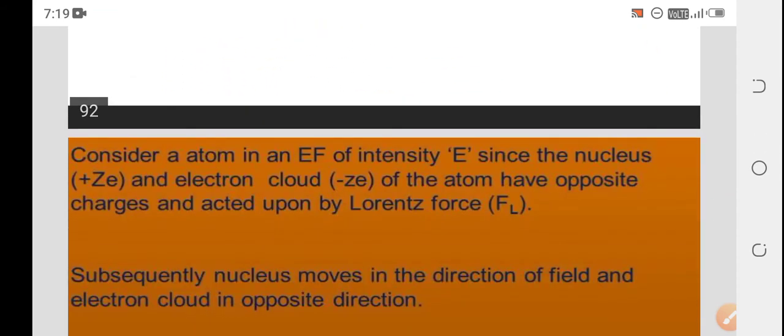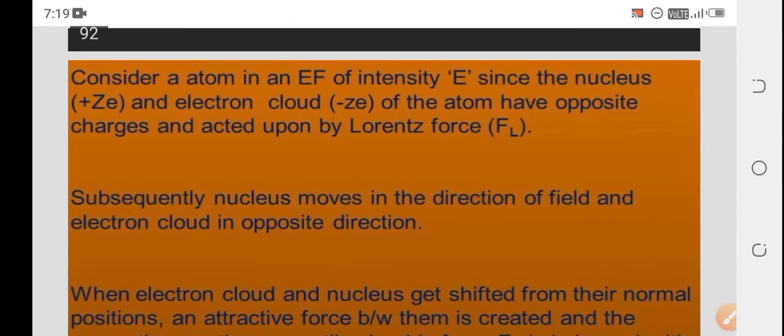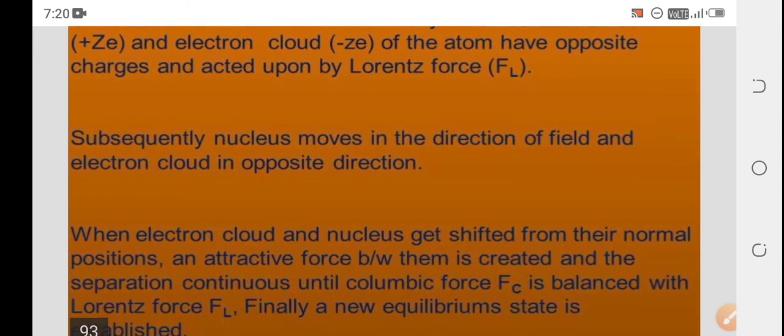What is the equation for this? Consider an atom in an electric field of intensity E. The nucleus is positive, which I am taking as +Ze, and the negative electron cloud is -Ze. The positive nucleus and the negative electron cloud of the atom have opposite charges and are acted on by the Lorentz force F_L. Subsequently, the nucleus moves in the direction of the field and the electrons in the opposite direction.